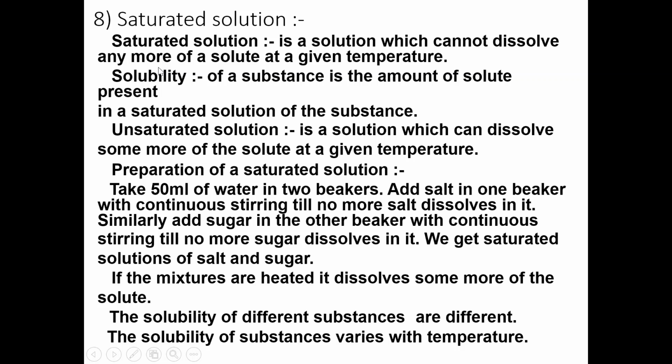If you go on adding more solute, the solute cannot be dissolved. So this type of solution formed is called a saturated solution. Next is the solubility. Solubility of a substance is the amount of solute present in a saturated solution of the substance, and by this we can find out the solubility. Similarly, an unsaturated solution is a solution which can dissolve some more of the solute at a given temperature.